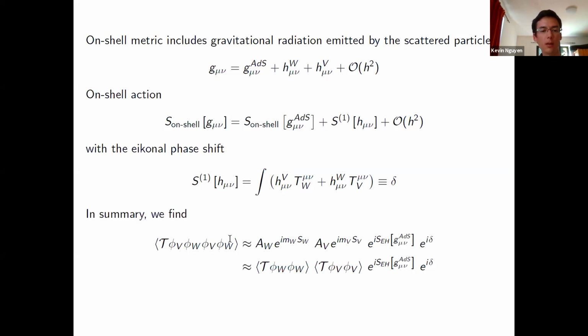Okay, so in summary, what we find for the time-ordered 4-point function is the following. It's just the product of the Klein-Gordon 2-point functions, some phase factor that is irrelevant because it's common to all amplitudes that you would compute in AdS, and this eikonal phase factor, eikonal phase shift, which knows about the gravitational interaction of 2 highly energetic particles.